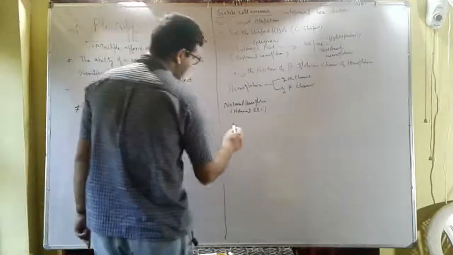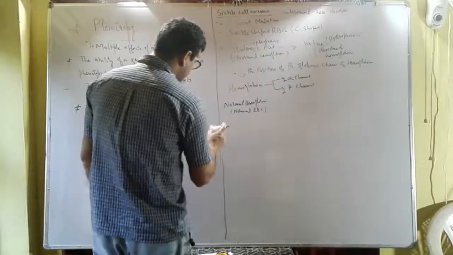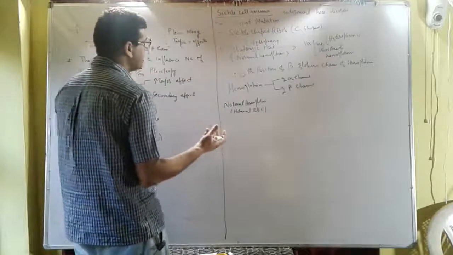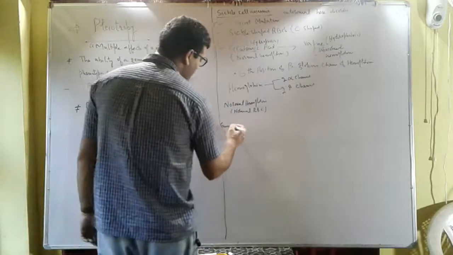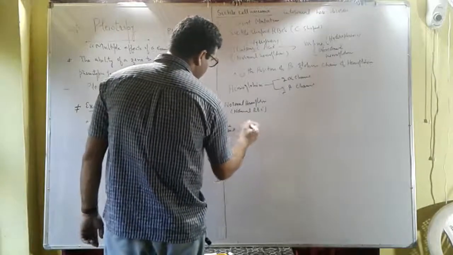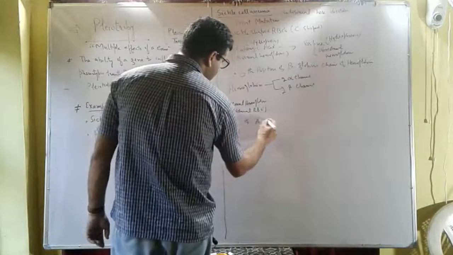We'll take the genetics of sickle cell anemia. We have the gene, or what we call DNA. It is GAG.